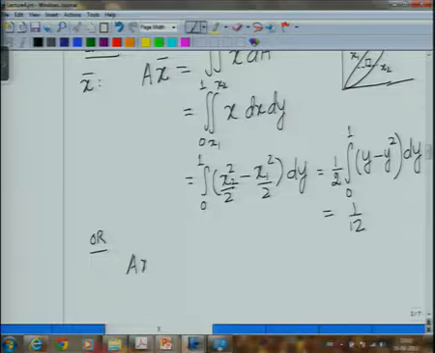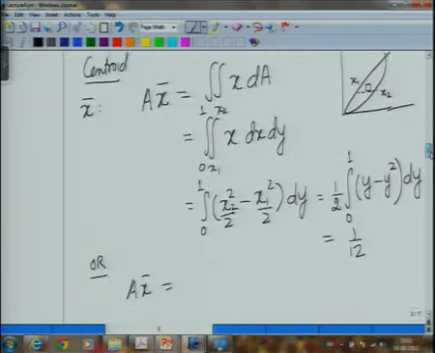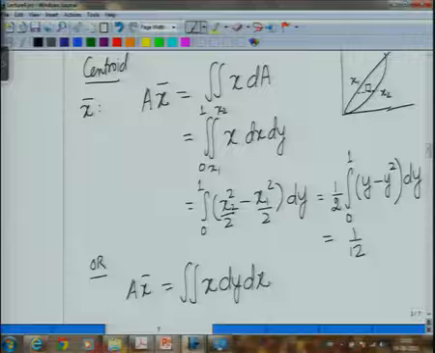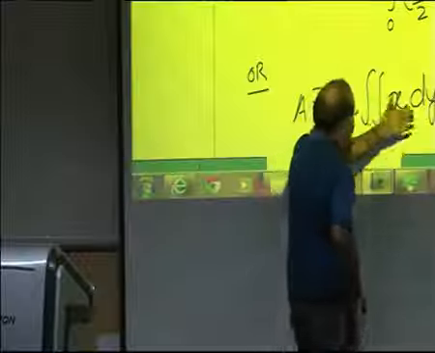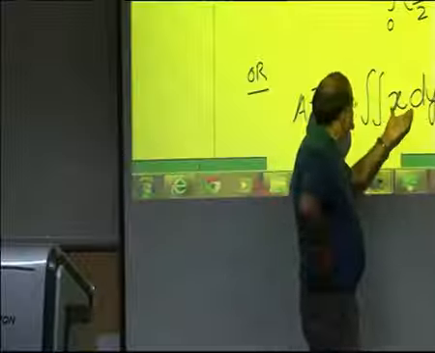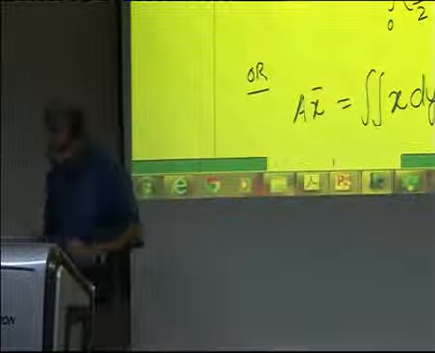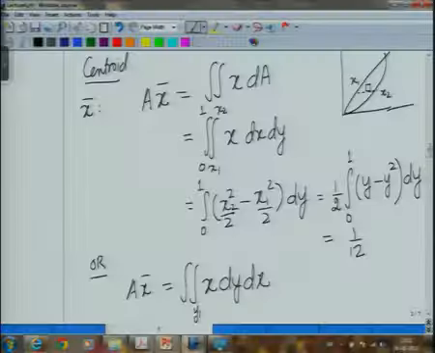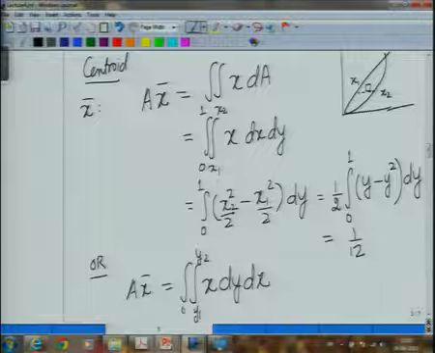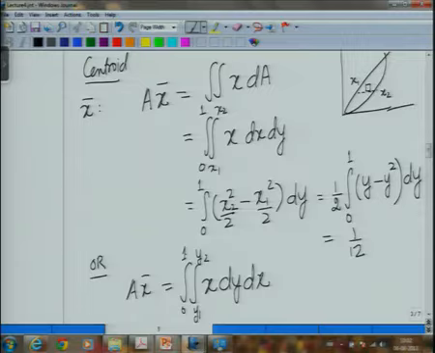Now, or I can have the second one, if I take it as integral x dy dx. I could also do it taking the vertical strips. So, when I do it taking the vertical strips, I will first have integral x dy. Now, what are the limits on y? Again, the limits on y will be from y1 to y2, x will be from 0 to 1.